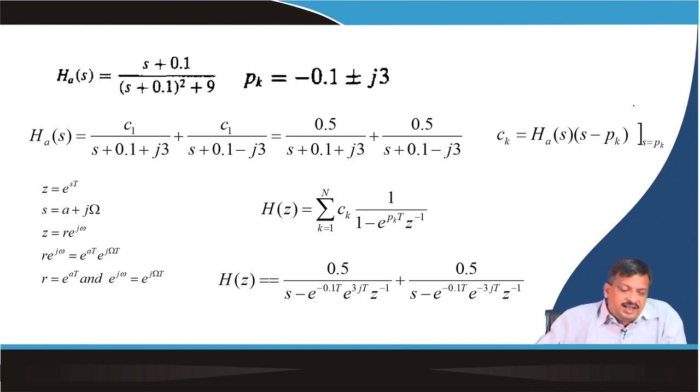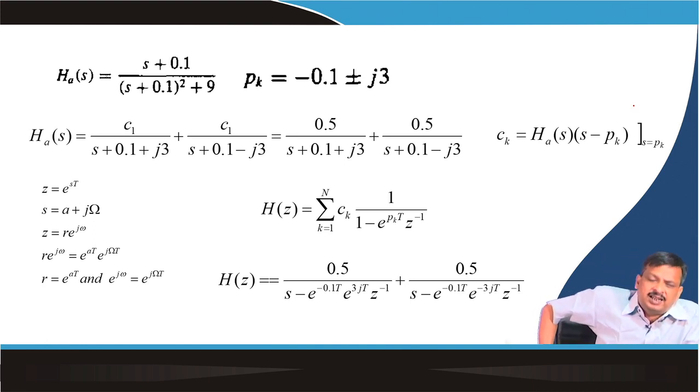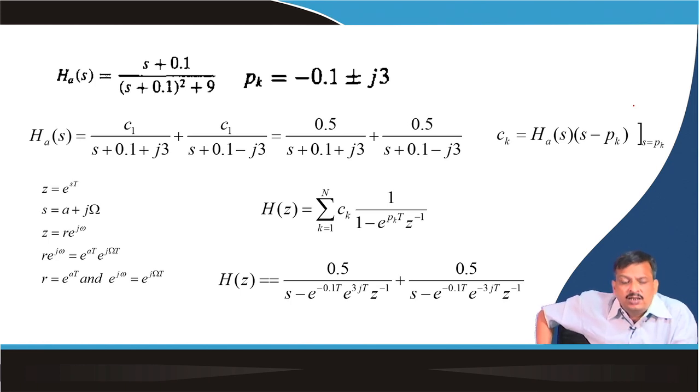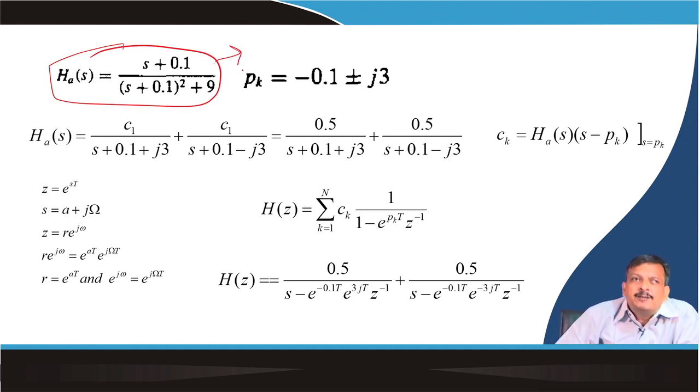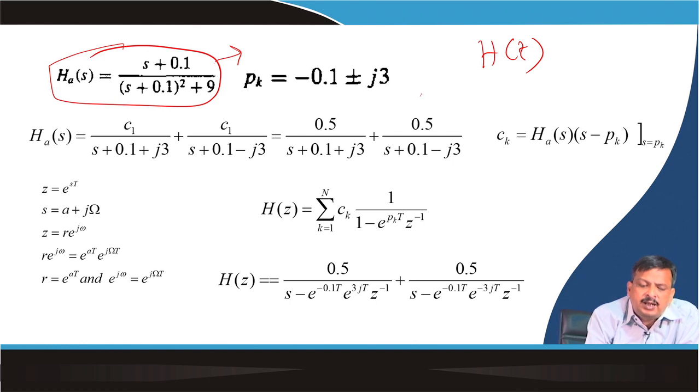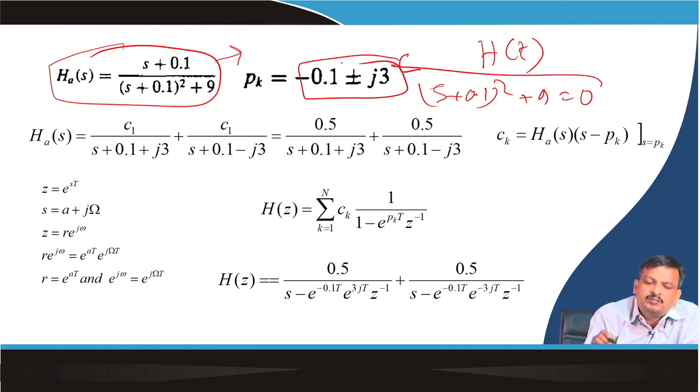Let us take an example and then I will stop, and then I can continue with the other methods also. Let us say I have a transfer function, this one. I want to use the impulse invariance method to convert it to H(z). So, what is the root? The root is given by (s plus 0.1) whole square plus 9 equal to 0. If I solve it, I get this root. Order of the filter N is equal to 2.